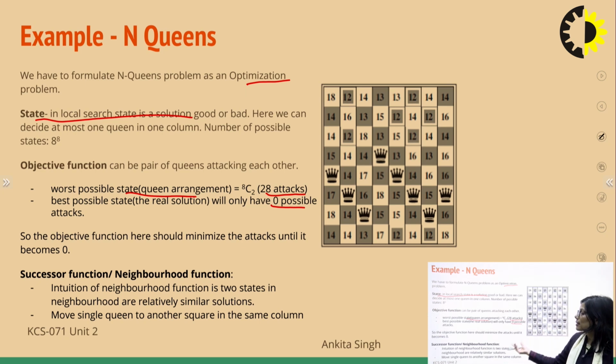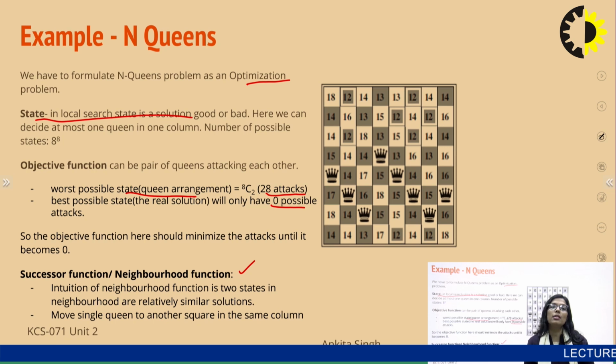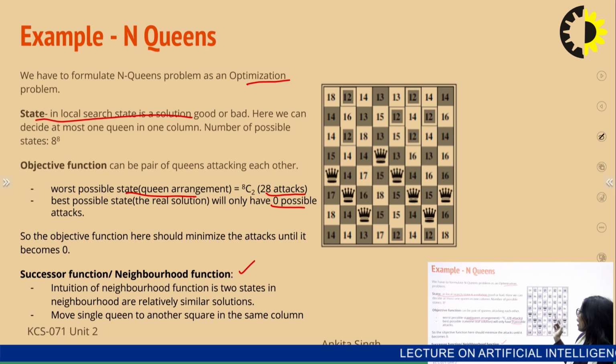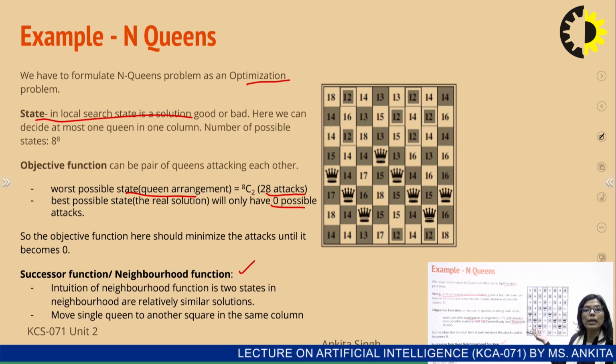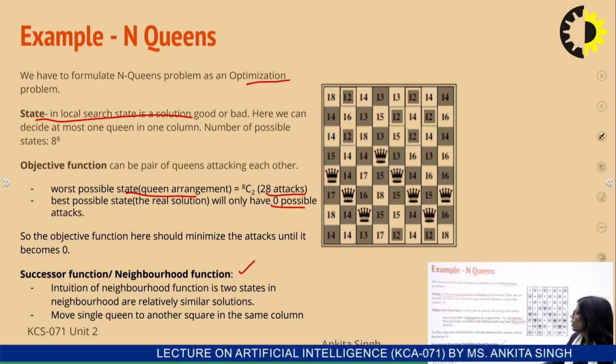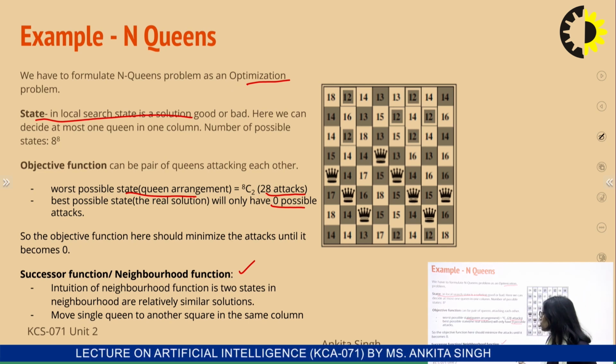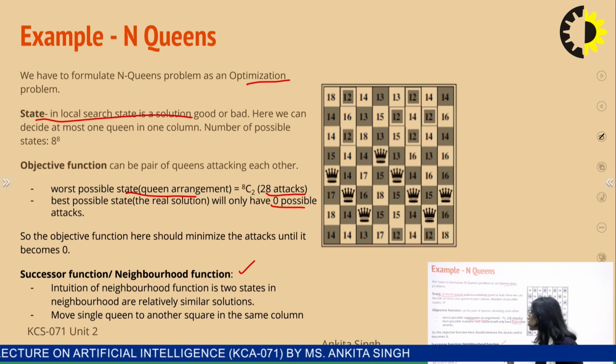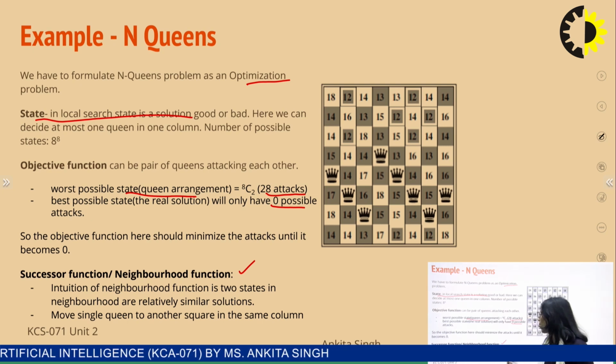Now what is the successor function or neighborhood function? This function determines what the next node will be. Now in a local search algorithm we are only searching in the local space. When we are searching in the local space, we have to decide what is the next state that can be generated from this state, right? So the intuition of the neighborhood function is that two states in the neighborhood are relatively similar solutions. So move a single queen to another square in the same column.